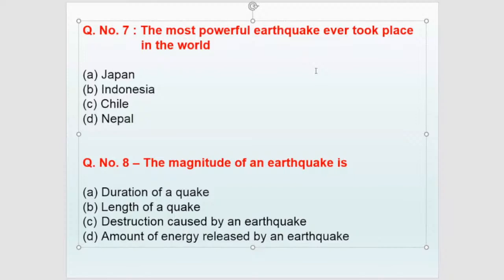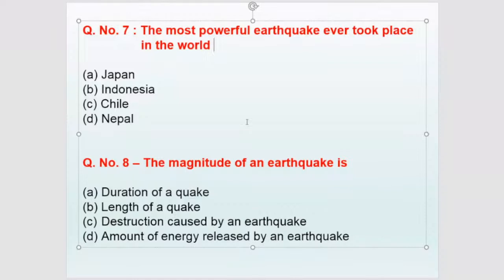Yeah, I think to some extent they are right, because they are aware of the 2011 earthquake of Tohoku. So that's why they are thinking that. But the answer is Chile. So we had a 9.5 magnitude earthquake in Chile in 1960. So the most powerful earthquake so far is in Chile. Okay, the answer is C.